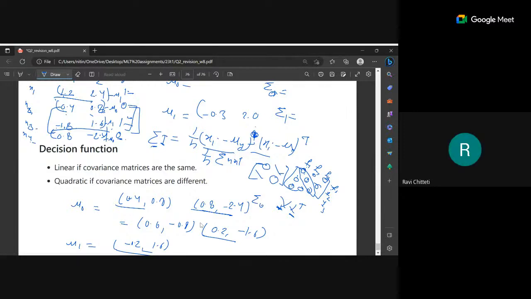So what are these sentences that are written over here? Decision function: linear if covariance matrices are the same, quadratic if covariance matrices are different.